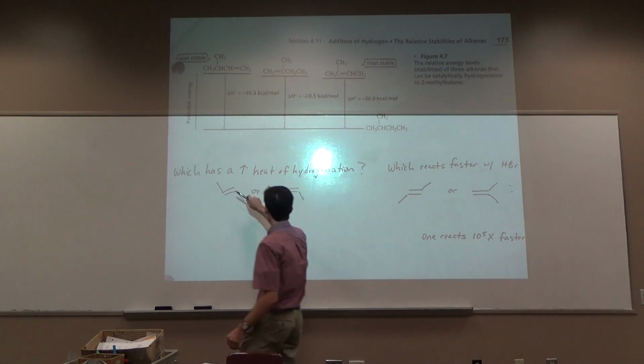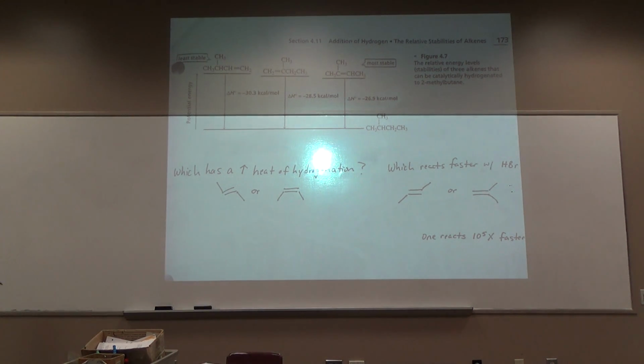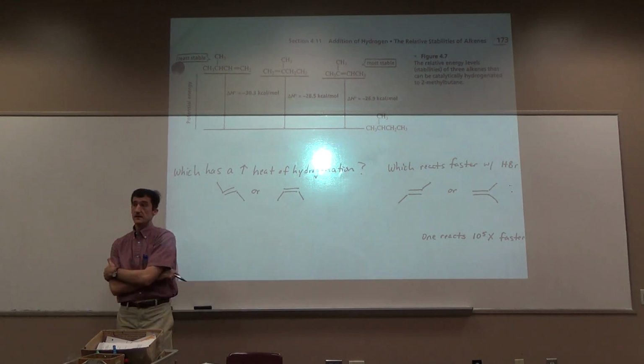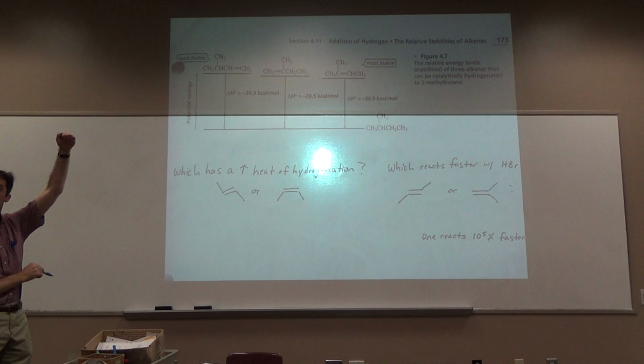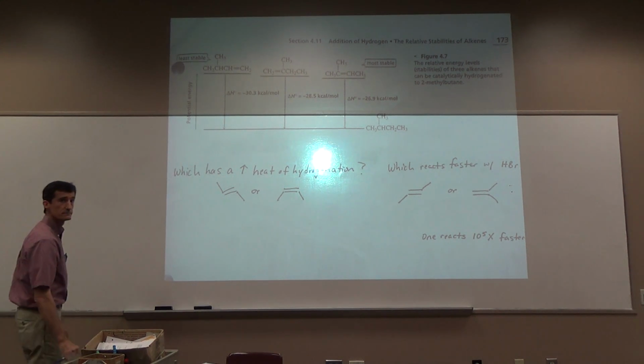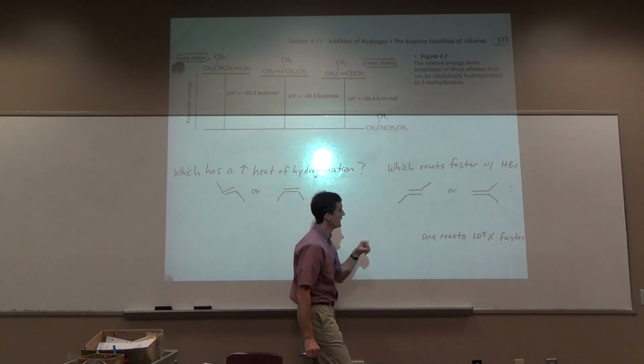Which alkene would have a higher heat of hydrogenation, left or right? When you hydrogenate these, they both give butane. Which one would have the highest heat of hydrogenation? The one on the right, because it's less stable. It sits at a higher energy. When it comes down to butane, it gives off the most energy. Hydrogenation would be most exothermic for this one.